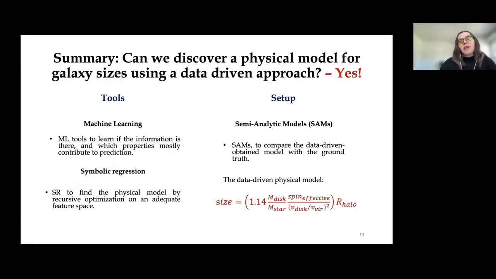So in summary, we say that yes, we can discover the physical model for galaxy sizes using a data-driven approach using the pipeline I just showed. Thank you for your time, and now I can take questions. Thank you very much.